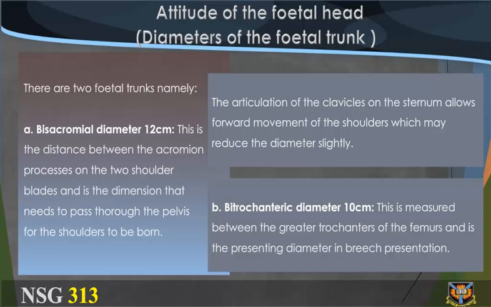B. Bitrochanteric diameter, 10 cm. This is measured between the greater trochanters of the femurs and is the presenting diameter in breech presentation.